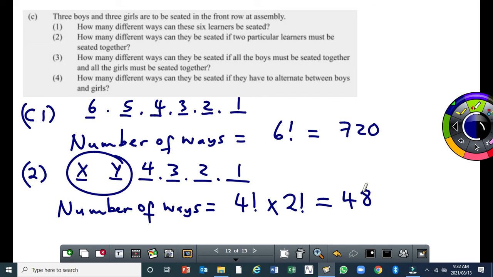Then number 3 says, how many different ways can they be seated if all the boys must be seated together and all the girls must be seated together? Now, this one is going to be more specific. For number 3, we are saying the boys are together, the girls are together. Let me move on to the next page.